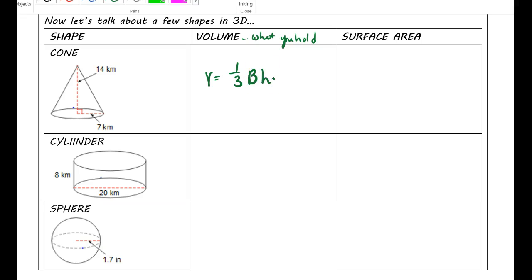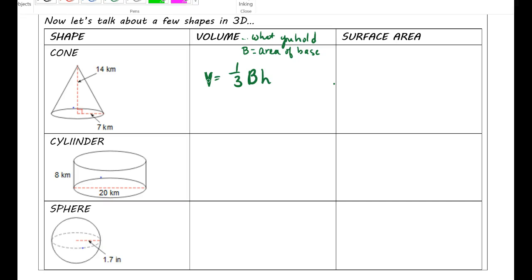Now, you're going to have to know what big B is, okay? So the big B has a meaning. Big B means area of the base. So a little bit of thought is required here because you have to look at your picture to go, okay, what is the base? And then find the area of that and then stick it into that formula, okay? So, and that's a V for volume, by the way. It's not a R. Okay, so how do we do this?